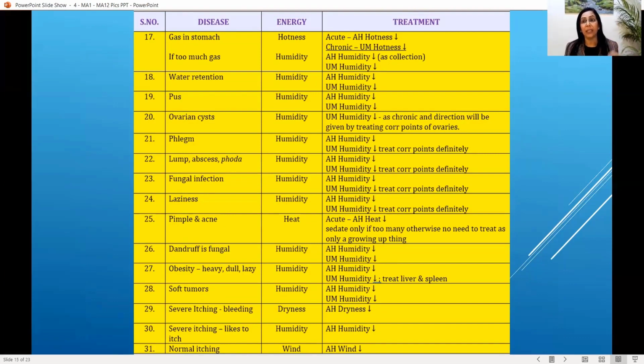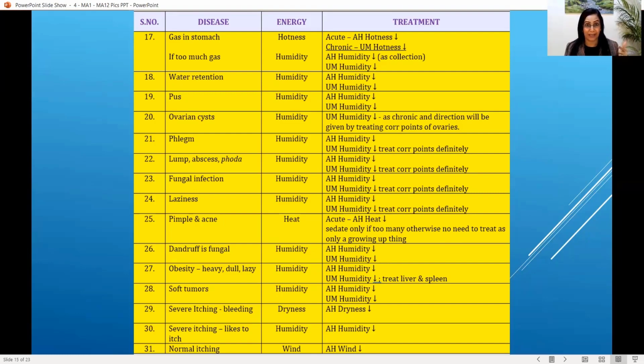Now, humidity is for collection, right? So water retention, pus, all these things are collection. In this, if the water retention is acute, then humidity sedation, humidity means the stomach meridian sedation, right? And if a person has chronic water retention, things like edema and all that, then you can do humidity sedation, which is sedate the spleen and pancreas meridian.